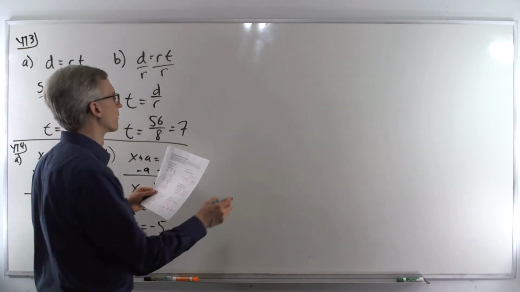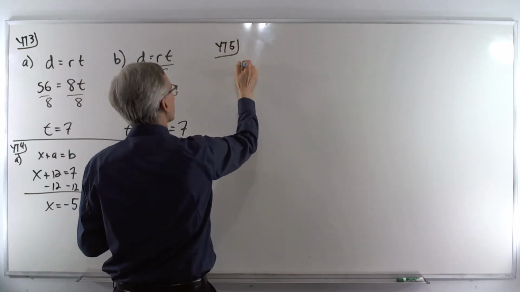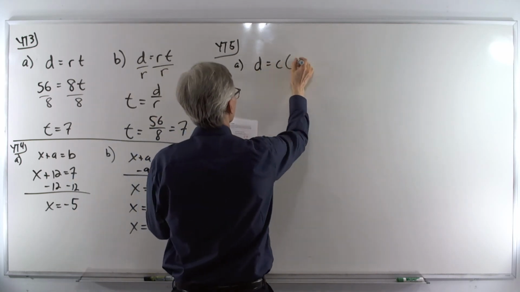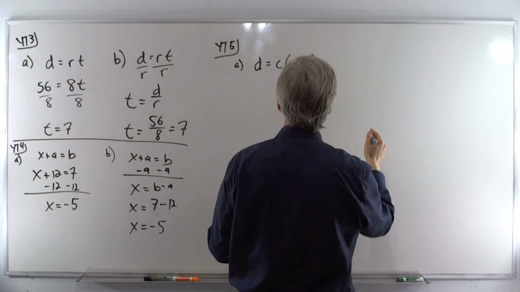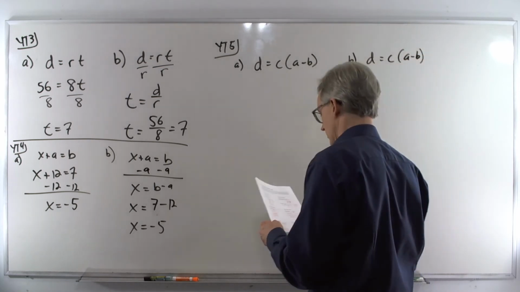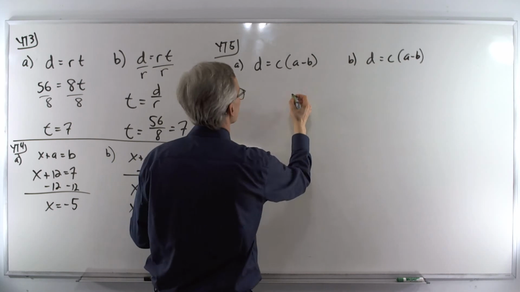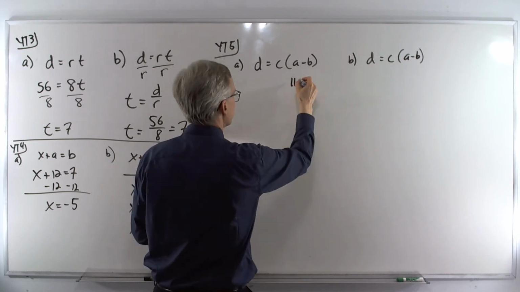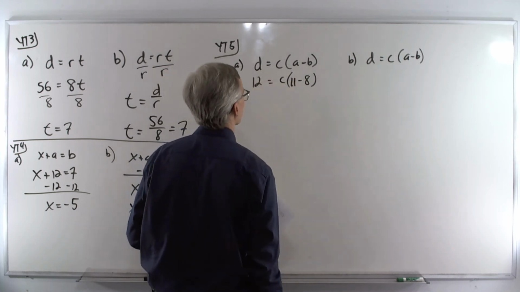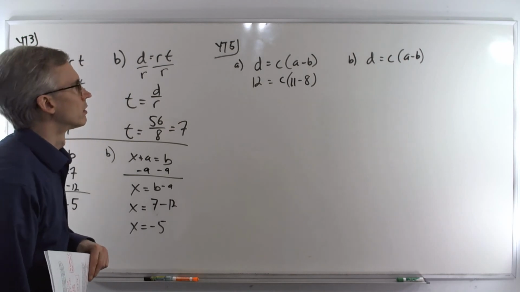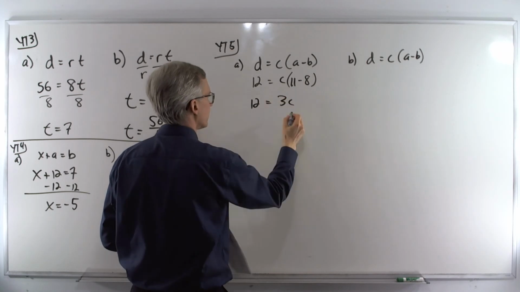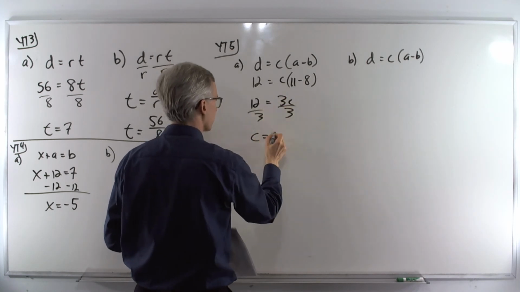Your turn 5. d equals c times a minus b. And we're given that a is 11. So we'll plug in an 11 here. b is 8. And d is 12. So we can evaluate here. 11 minus 8 is 3. So that gives us 3c here. Divide by 3 on both sides, and c equals 4.